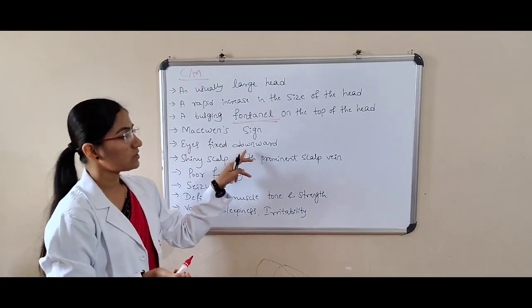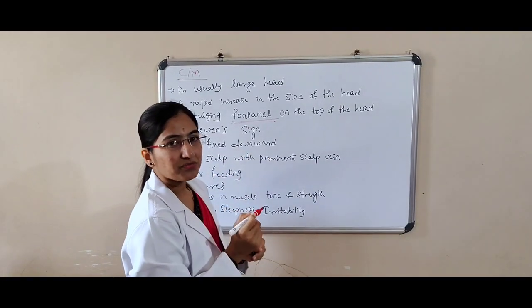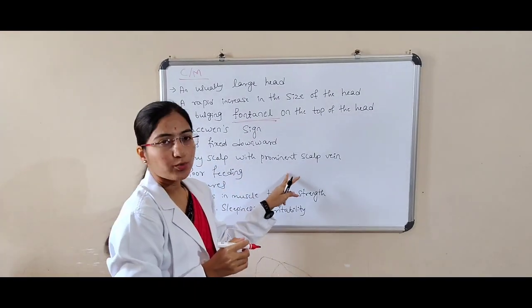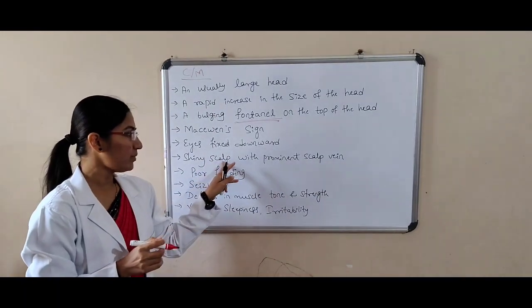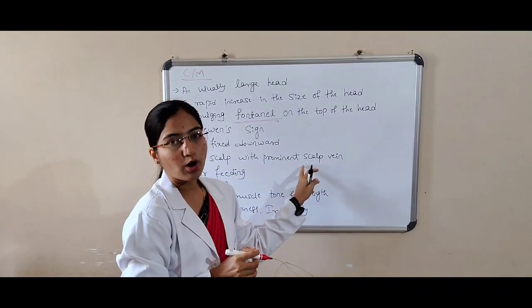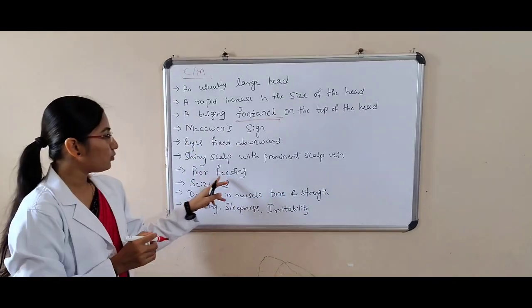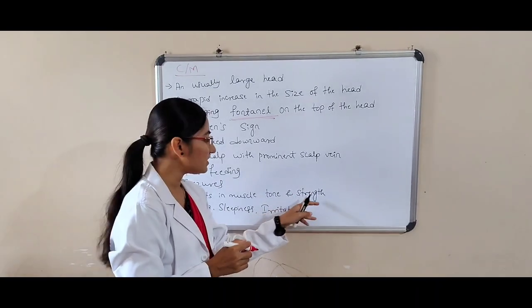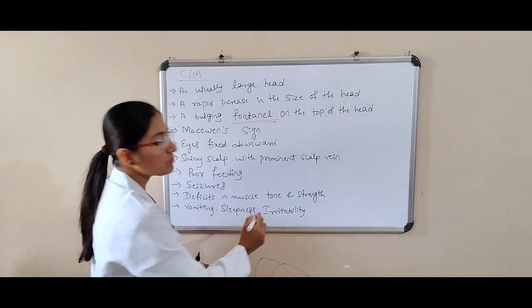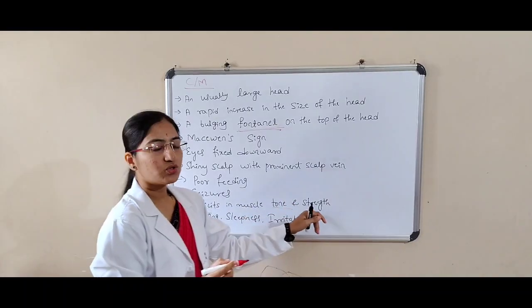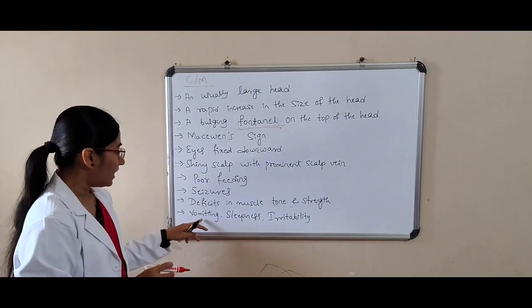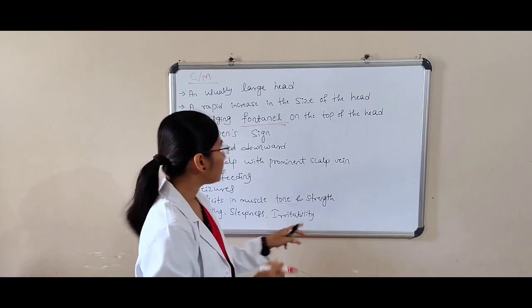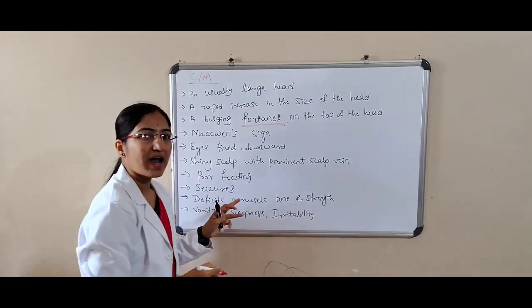And then eyes fixed downward. That is sunsetting of the eyes. And then shiny scalp with prominent scalp veins. Shiny scalp, and then there will be visibility of scalp veins. And then poor feeding, seizures, deficits in muscle tone and strength. Muscle tone is nothing but the quality of muscle, and strength. Deficits means decreased. And then vomiting, sleepiness, and irritability will be present. These are the clinical manifestations of hydrocephalus.